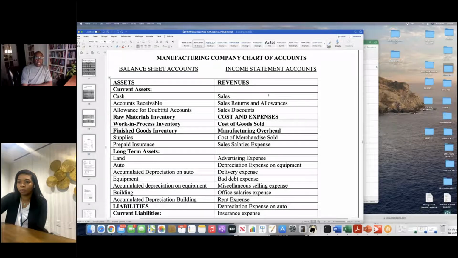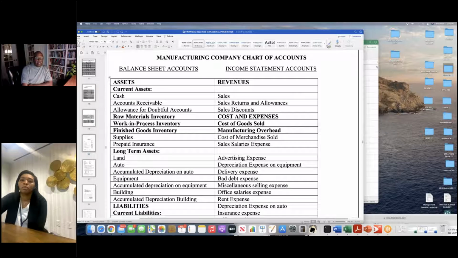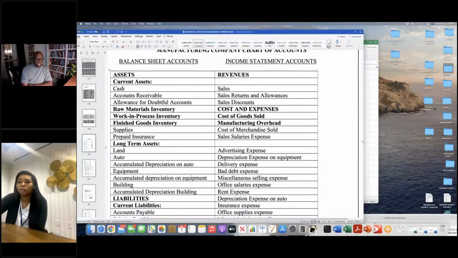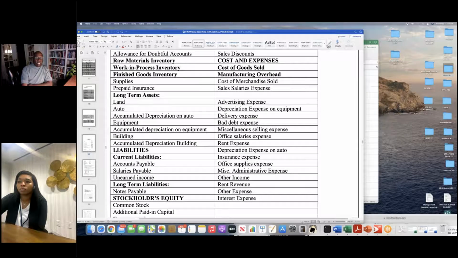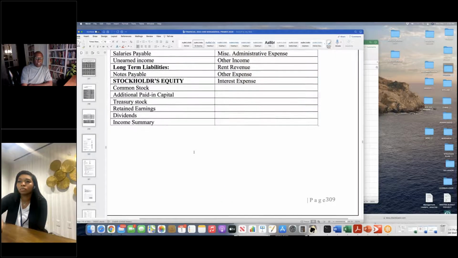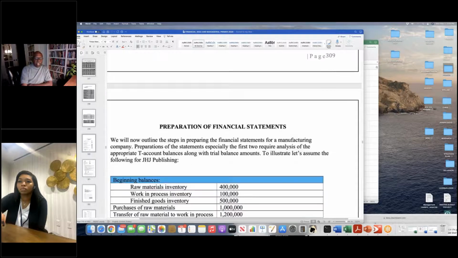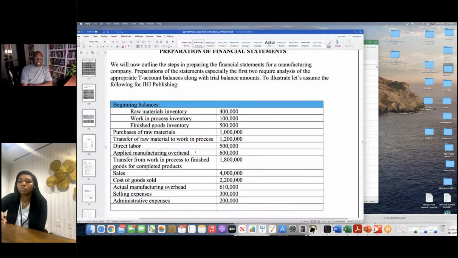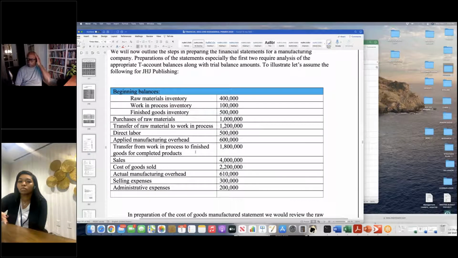Here's your manufacturing company chart of accounts. I didn't put numbers in. You've got 3 types of inventories: raw materials, work in process, finished goods. And you've got the cost of goods sold and manufacturing overhead. But then you've got all of those other accounts you had before. So we have some new manufacturing accounts. Then we've got to prepare our financial statements.